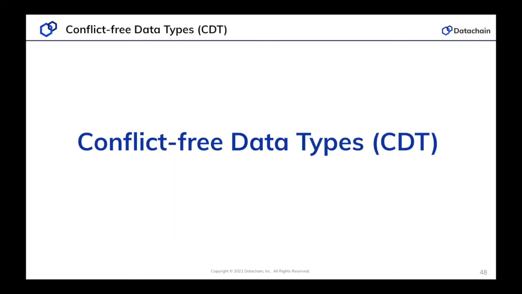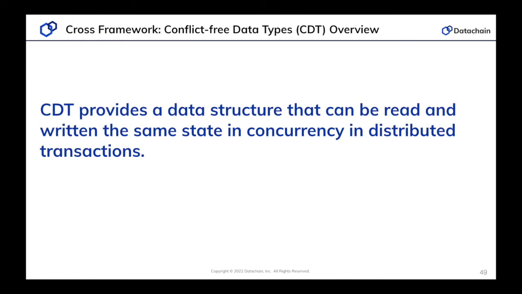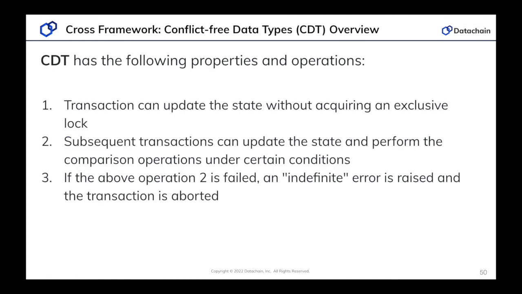Conflict-free data types (CDT). CDT provides data structures that can read and write the same state concurrently in distributed transactions. This data type, CDT, is inspired by CRDT, which stands for Conflict-Free Replicated Data Type. CDT has the following properties.